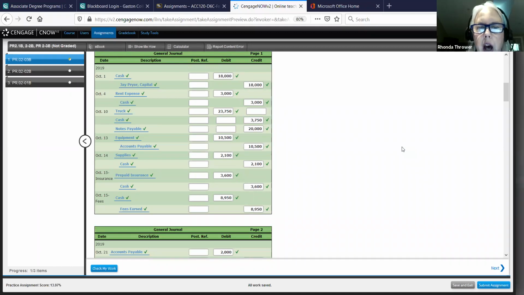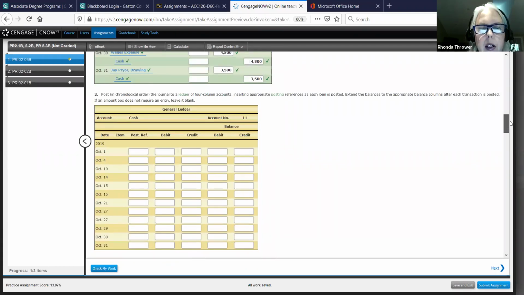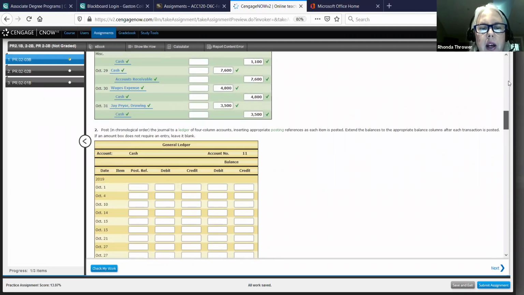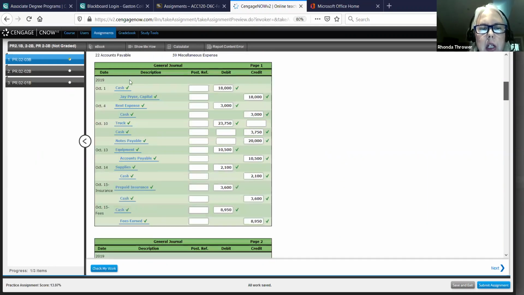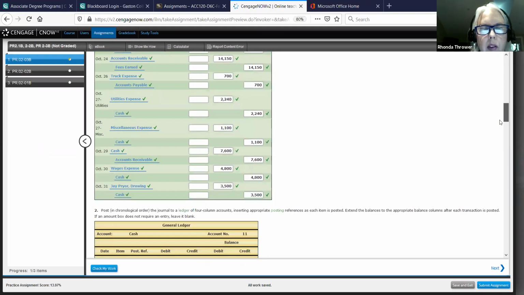Now we're going to copy this information that we've written in the journal to the ledger through a process that we call posting. Posting just means that we're going to take the information from the journal and put it into the ledger. We're going to start with the first transaction, which was October 1st. We're going to start with the debit to our cash account. We had to have some cash to operate this business with. We debited it for $18,000 because the owner made an investment.